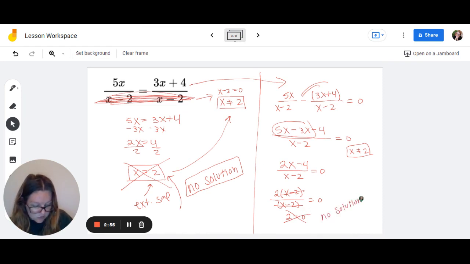So either method is totally fine. I'm just going to ask you guys, hey, what's the solution? And you're going to tell me no solution. I don't care if you do it the left way or the right way. Both are totally valid.